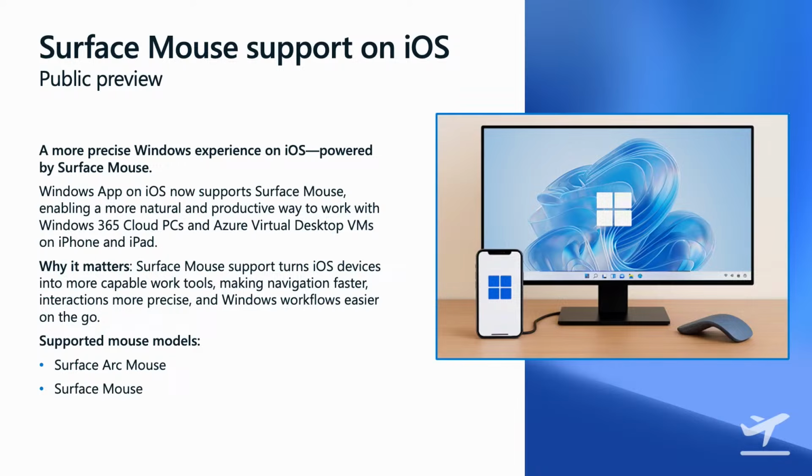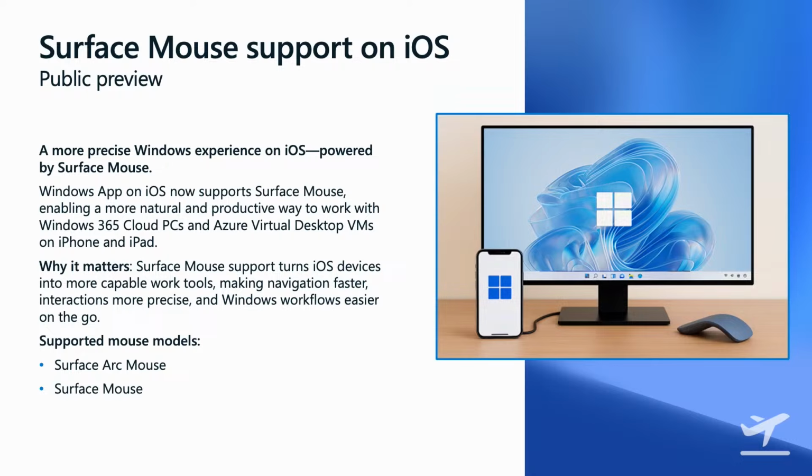From there, the Windows app recognizes the mouse and delivers a more precise, more familiar way to interact with Windows in the cloud. By supporting Surface Arc Mouse and Surface Mouse, we're bringing precision into mobile workflows without changing how iOS works, and without compromising on the Windows experience users expect. The impact is immediate: navigation becomes faster and more accurate, interactions feel deliberate instead of approximate, and Windows environments behave the way users are used to, even when accessed from a phone or tablet.